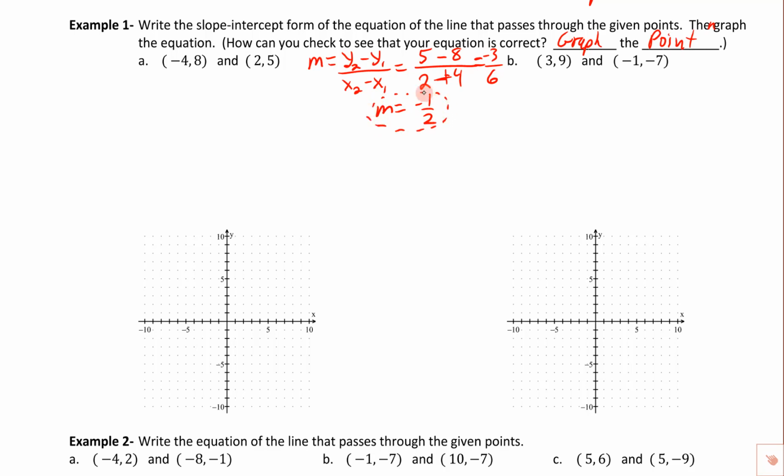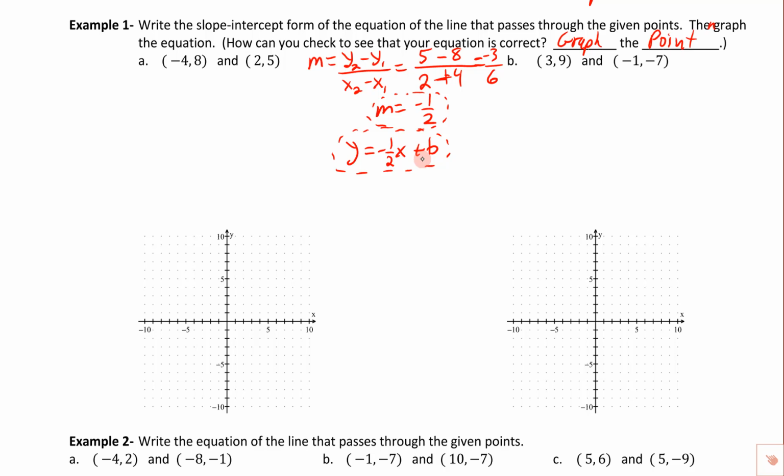Now, just like before, I'm going to put a dotted circle around that. So I'm going to say that y is equal to -1/2 x plus b. Another dotted circle right here. Okay, so I'm getting closer and closer to the answer. I've got to have my equation in slope-intercept form. I now have the slope. I now need the y-intercept.